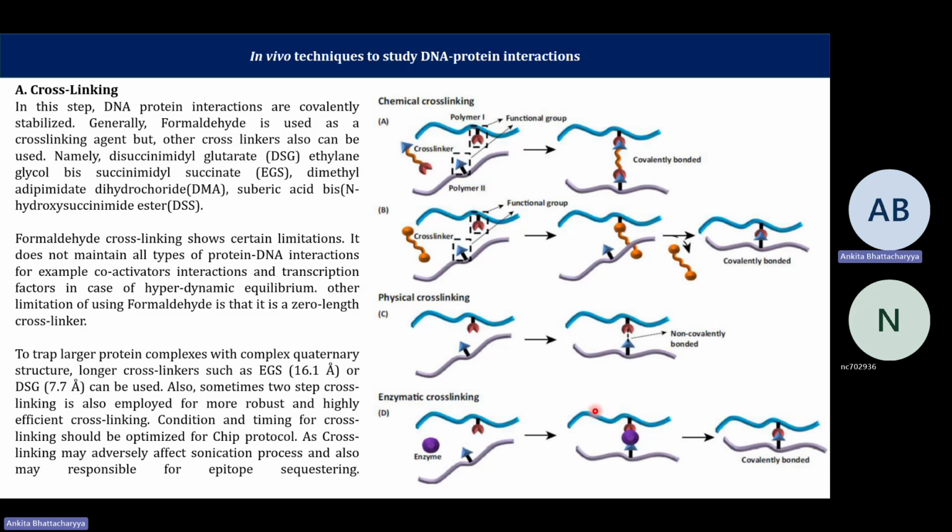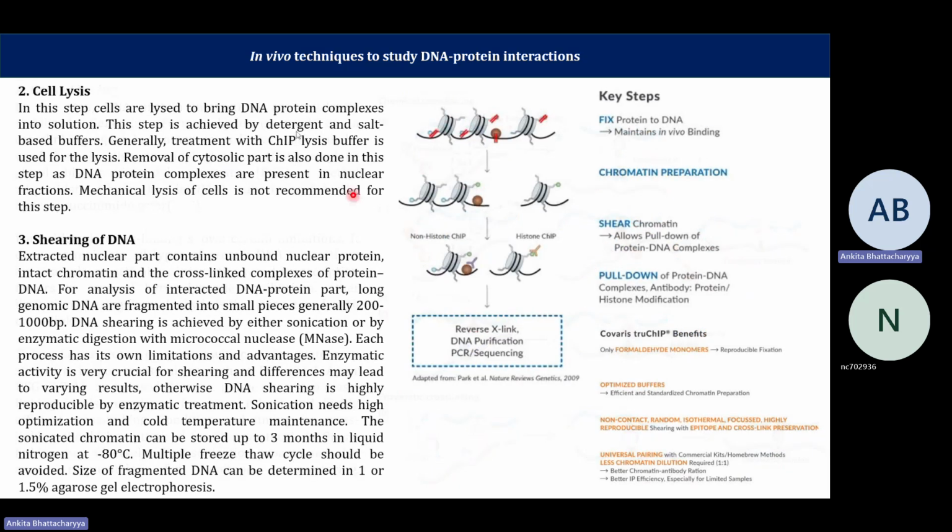Sometimes UV irradiation is also used for cross-linking. However, that is a little more primitive. It used to be done in very initial studies which were carried out by scientists. And you can also do enzyme-based cross-linking, but most commonly chemical cross-linking is what we do in practice.